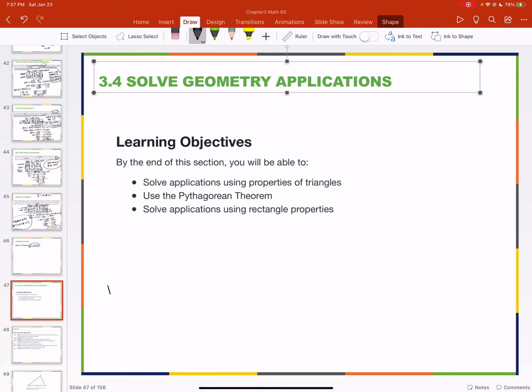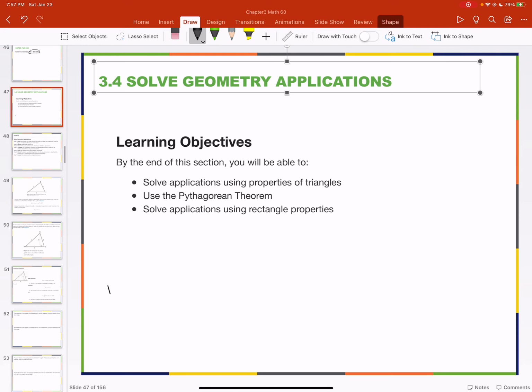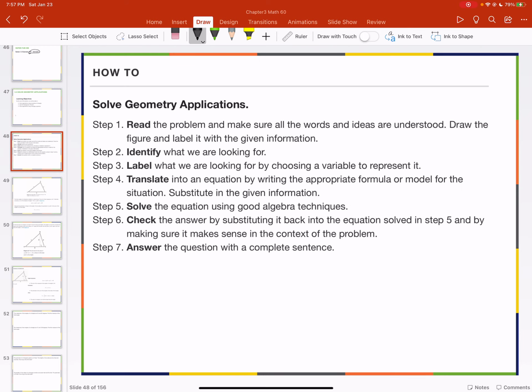Hi everybody, welcome to section 3.4, which deals with geometry applications, and it's one of my personal favorite things because we get to talk about properties of triangles and then the Pythagorean theorem, which of course is super popular and amazing. Okay, so how to solve some applications or word problems that use geometry.